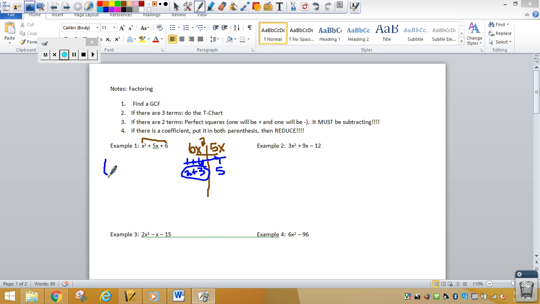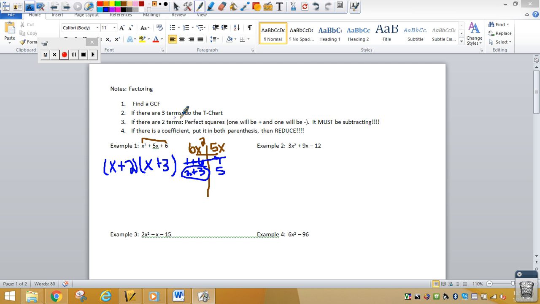So to write my answer, I'm going to do my 2 parentheses, split up my x squared into an x and an x, and my answers were a positive 2 and a positive 3. So that's your answer for example 1. Again, you should be writing these down in your notes.